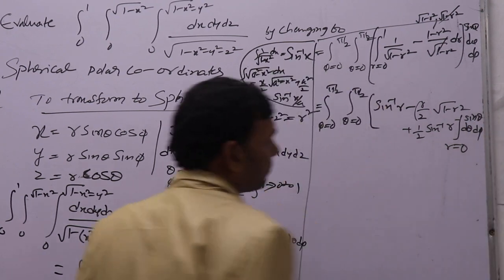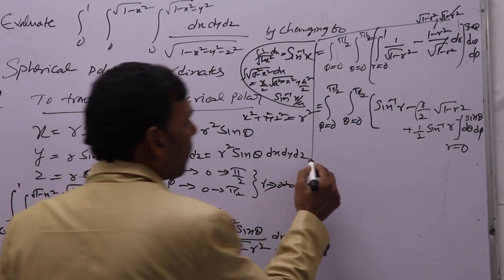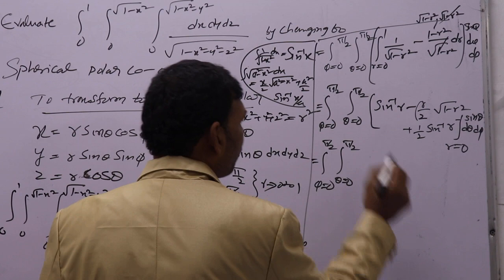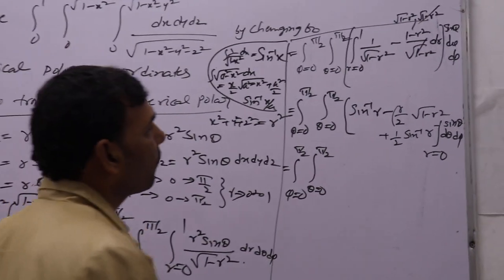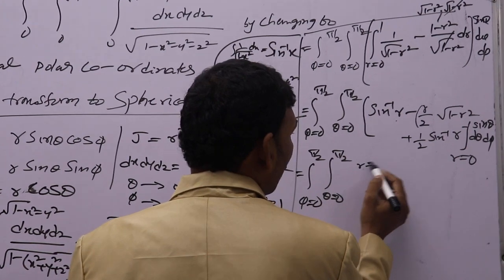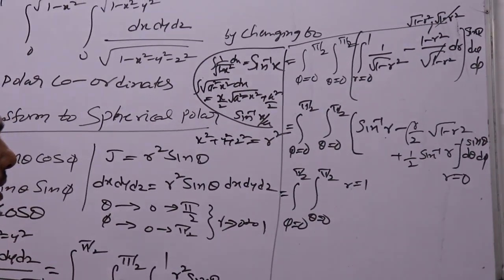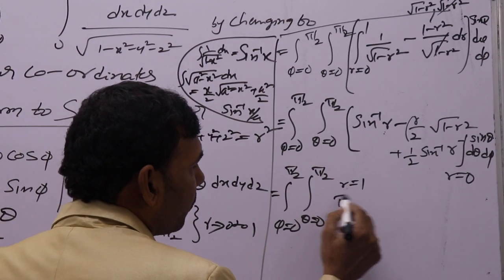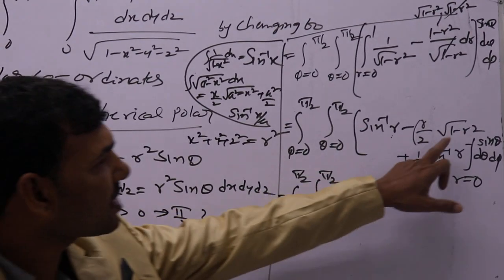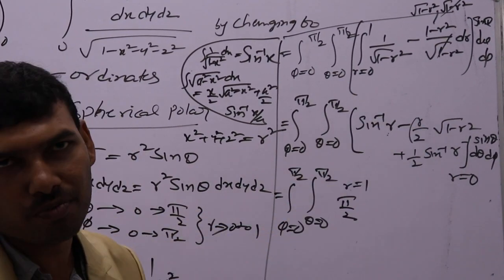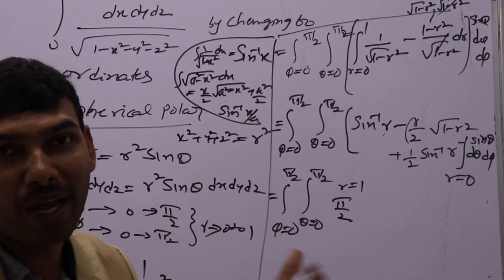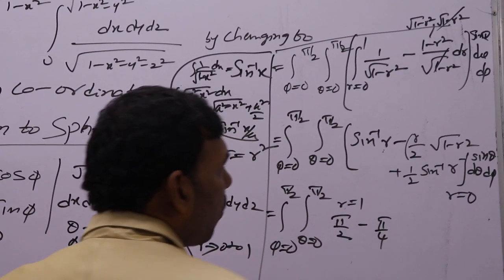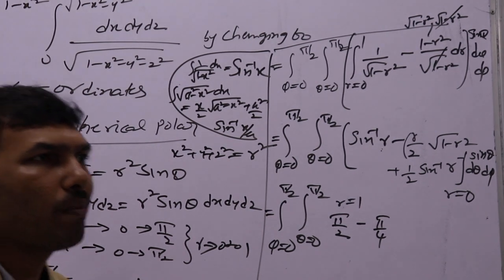Sin theta. Clear? Now integral phi equal to 0 to pi by 2, theta equal to 0 to pi by 2. Now write 1 in the place of r. If you write 1 in the place of r, sin inverse 1 is pi by 2. The other term completely becomes 0. So minus into plus, we get minus pi by 4: 1 by 2 into pi by 2, pi by 4.